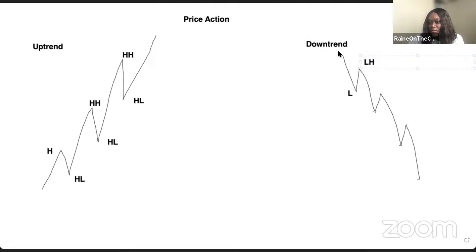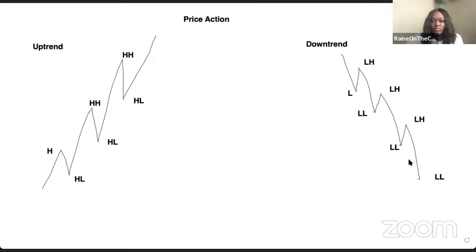So it never came back up to the initial high. So it's a lower high than here, then a lower low, lower low, lower high, lower low, lower high, and so on and so forth, right? And that is how you identify a downtrend.